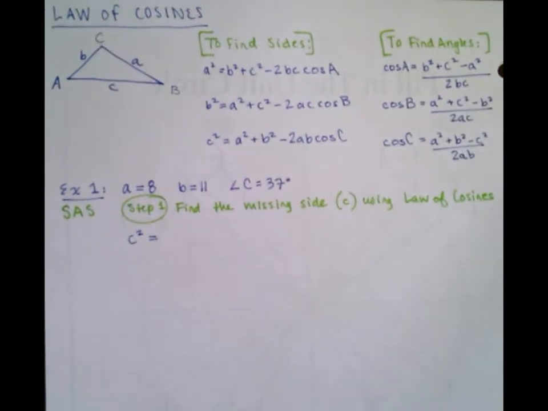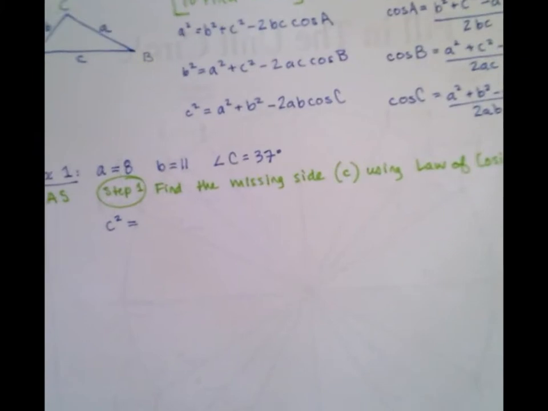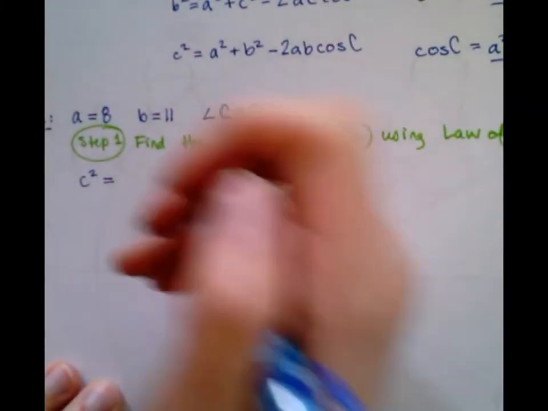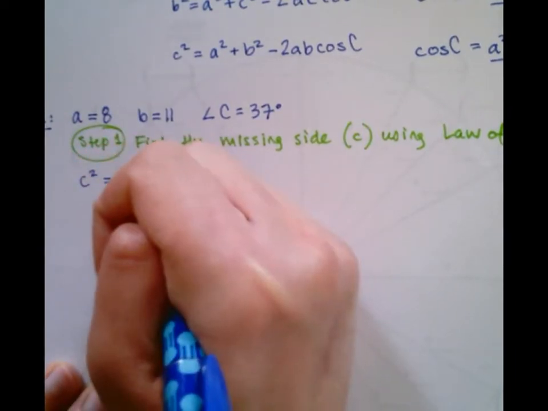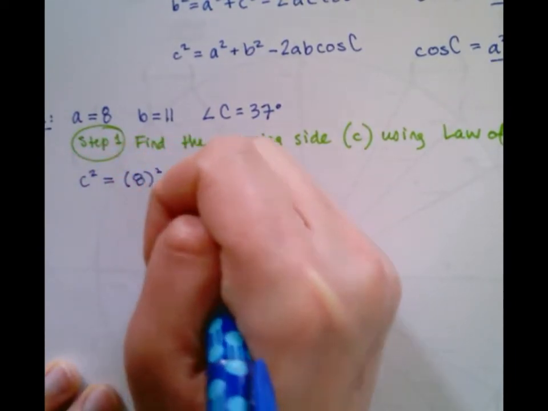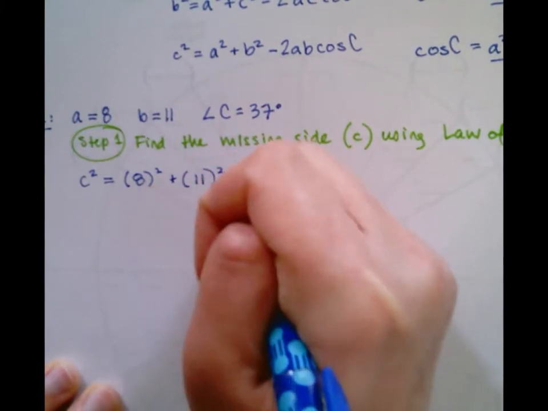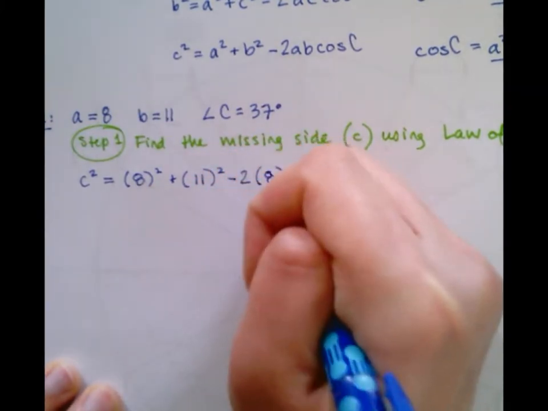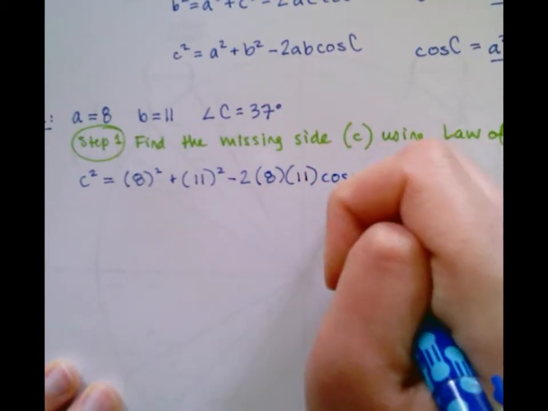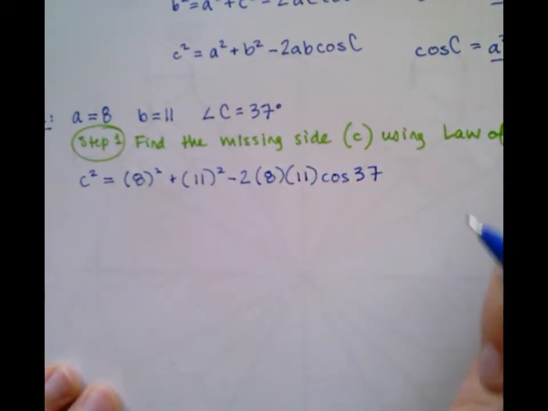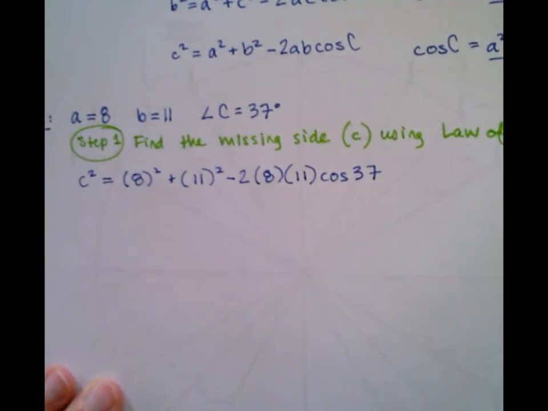So when I plug in here, I'm just going to zoom in a little so we can see a little better. I'm plugging in a squared, which is 8 squared, plus b squared, which is 11 squared, minus 2 times a, 8, times b, 11, times cosine of c, which is 37. The one thing to make sure is that you're plugging in the values correctly here, because you can make a small mistake and mess up your answer.